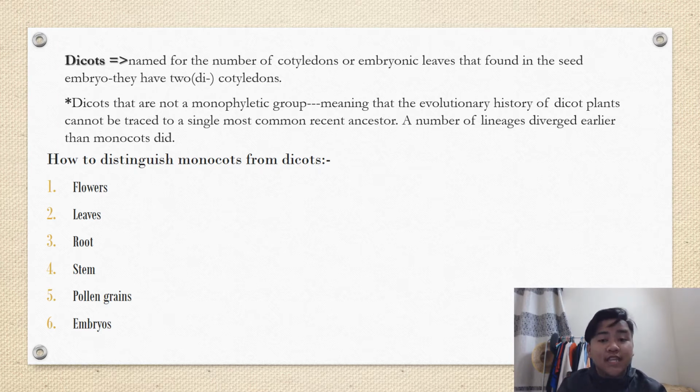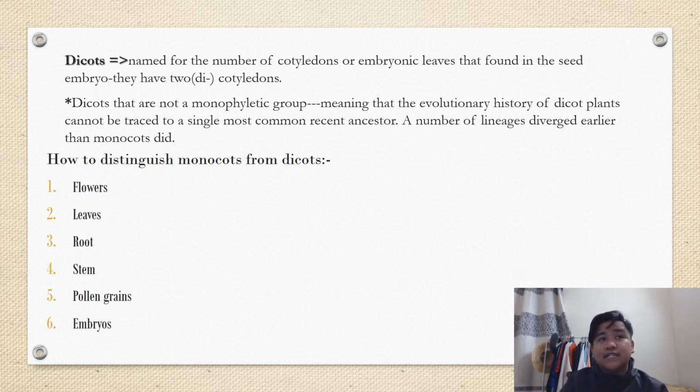or di-cotyledons. Unlike monocots, dicots are not a monophyletic group, meaning that the evolutionary history of dicot plants cannot be traced to a single most recent common ancestor. Instead, a number of lineages diverged earlier than the monocots did.